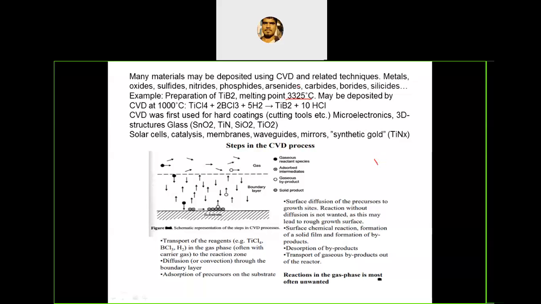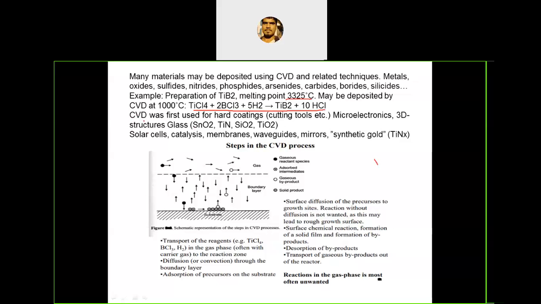In the previous class we discussed one graph, temperature versus coating film thickness. At high temperature, chemical vapor deposition can operate at more than 1000 or 2000 degrees centigrade. See here in this example, the melting temperature is 3025, and it is deposited by CVD at 1000 degrees centigrade, and this is the chemical reaction taking place.